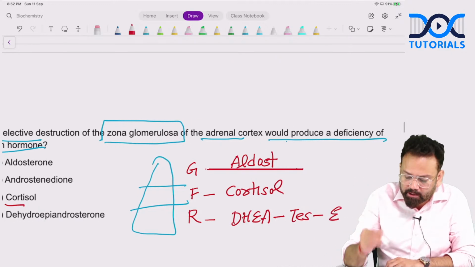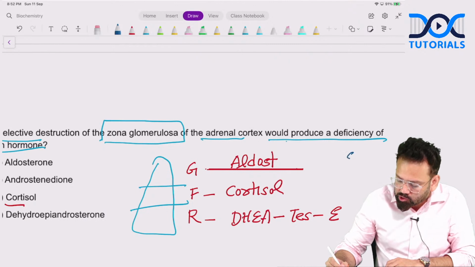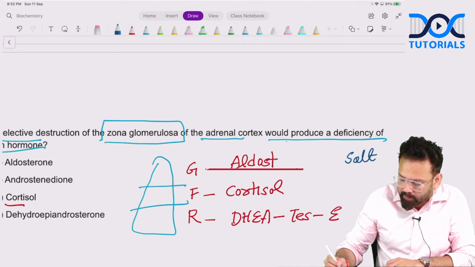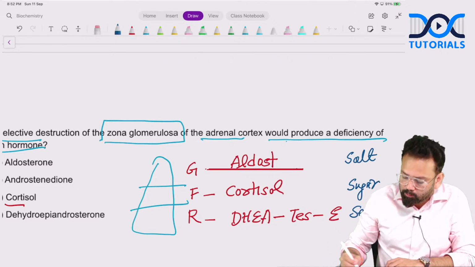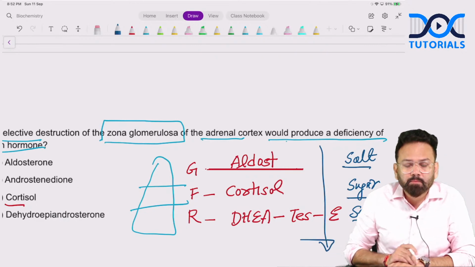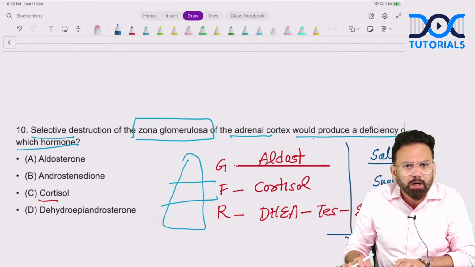I have given you a mnemonic in the class. It is the salt hormone. This is the sugar hormone. And this is the sex hormone. The more you go deeper, the sweeter it becomes. Salt, sugar and sex. So the outermost layer is salt, aldosterone.